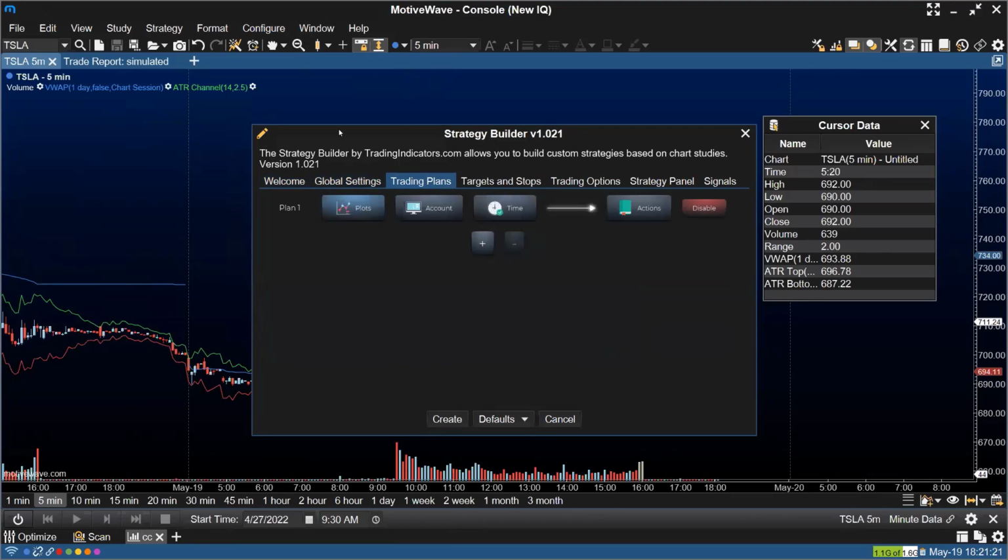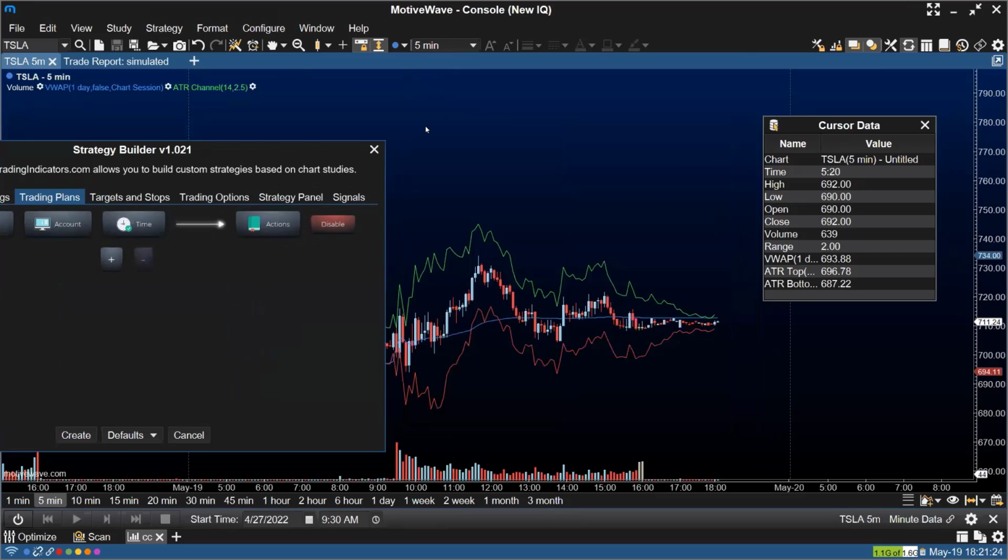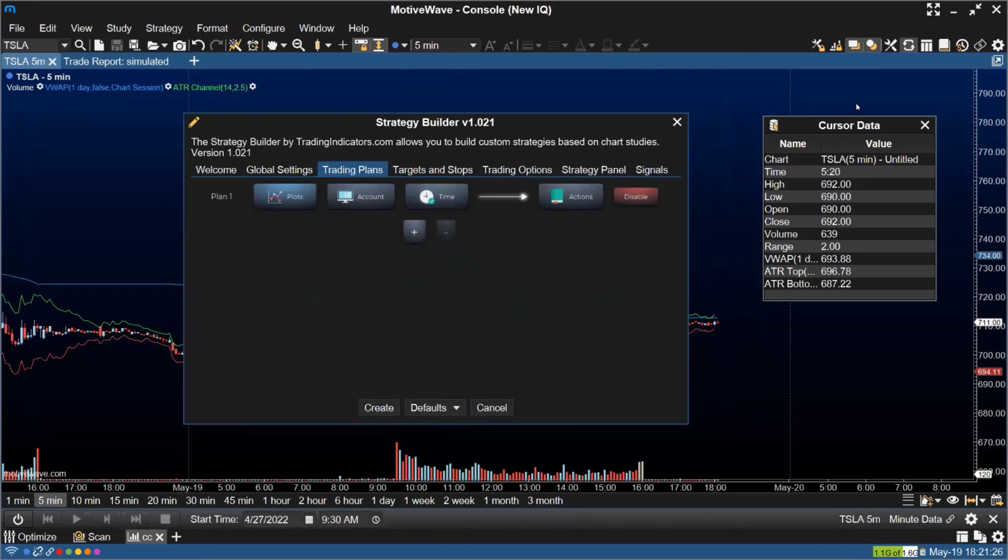So we have 2 plans, right? One to go long on the cross above the VWAP and one to go short. So let's start with our long plan.